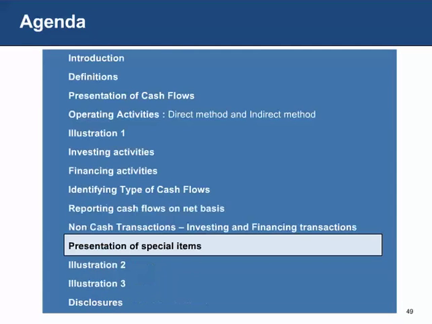So friends, after understanding the presentation of cash flows into operating, investing and financing activities, understanding how to identify different types of cash flows to these activities and certain other topics, let's come down to presentation of special items, how these special items are required to be presented and classified under operating, investing or financing activities. So friends, the first item under the special items that we'll discuss is extraordinary items.